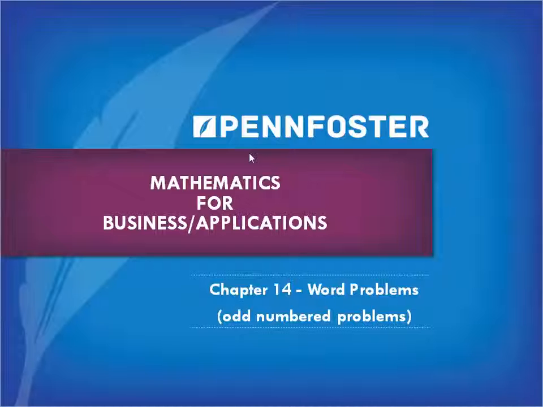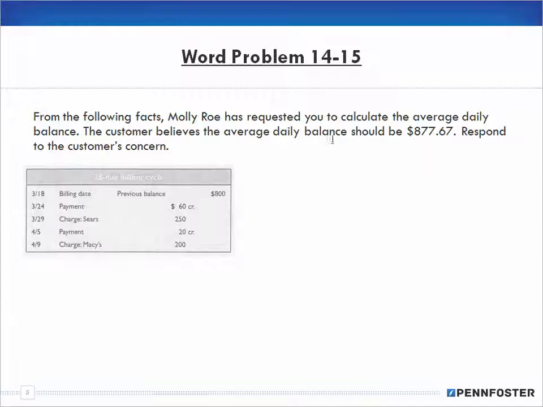We're finishing off with the last word problem, the odd numbered problem for the chapter, and that is problem 14-15, which deals with the average daily balance. It says here, from the following facts, Molly Rowe has requested you to calculate the average daily balance. The consumer believes the average daily balance should be $877.67. Respond to the customer's concerns.